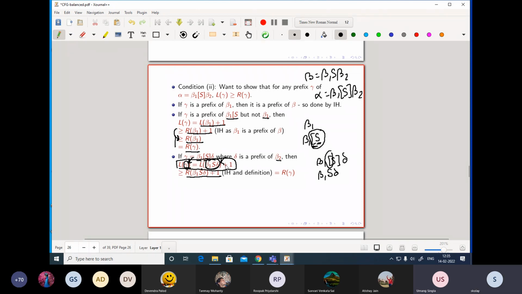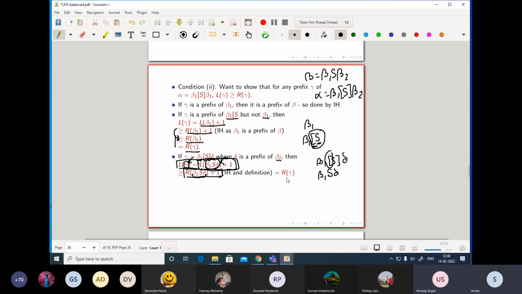So if it's a prefix of beta, I can conclude something by induction hypothesis on beta, right? Because beta has less number of steps of derivation than alpha. So I am assuming that for beta, the induction hypothesis holds. Yes, ma'am. So beta 1 S delta is a prefix of beta. For beta conditions 1 and 2 hold. Therefore, for this particular prefix, it's true that the number of left brackets is at least as much as the number of right brackets. So I can replace this expression by greater than equal to number of right brackets in this prefix of beta plus 1.